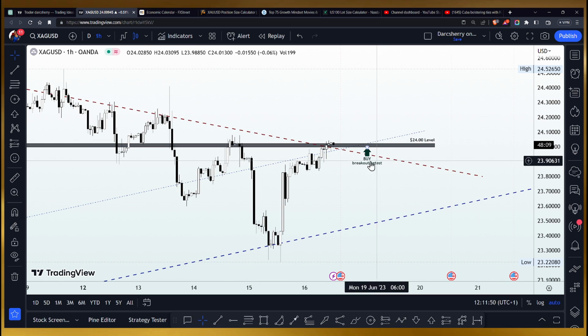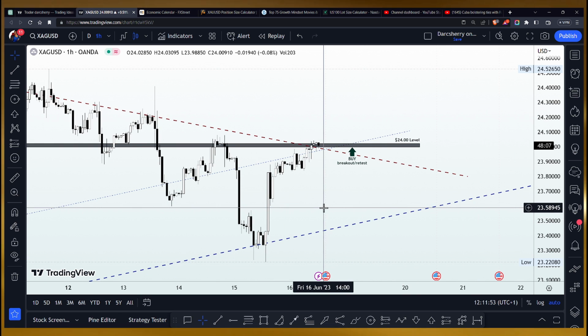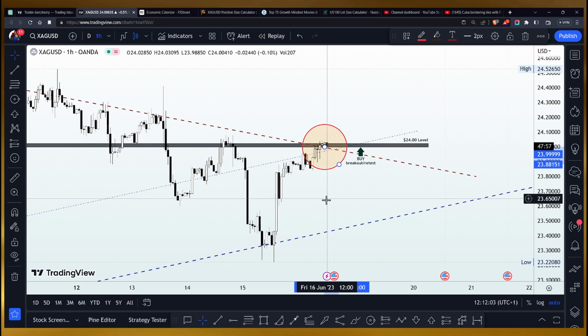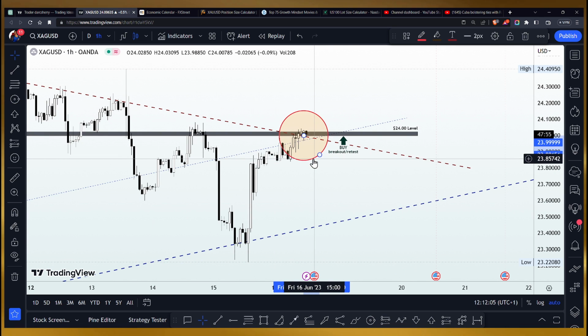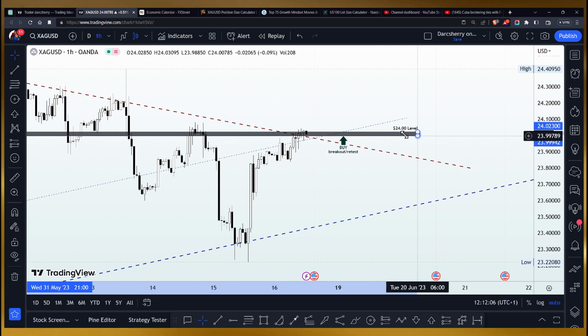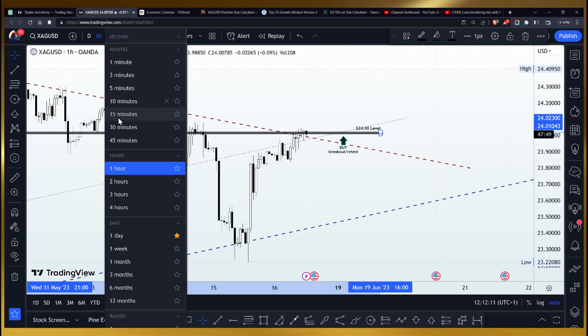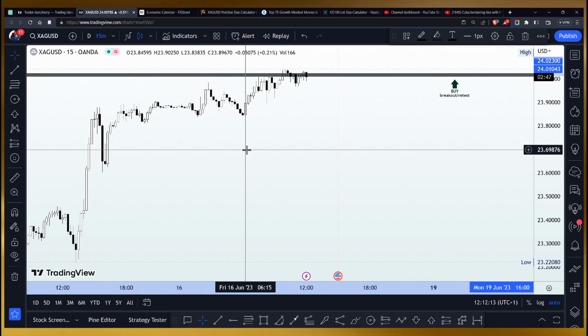So now when we scale down into the 1 hour time frame, we begin to see things more clearly. Around the trend line and the $24 area, we can see we've been seeing some consolidation phase around that area. So I would like to scale down to a much lower time frame to see how to capture any potential move from this area.